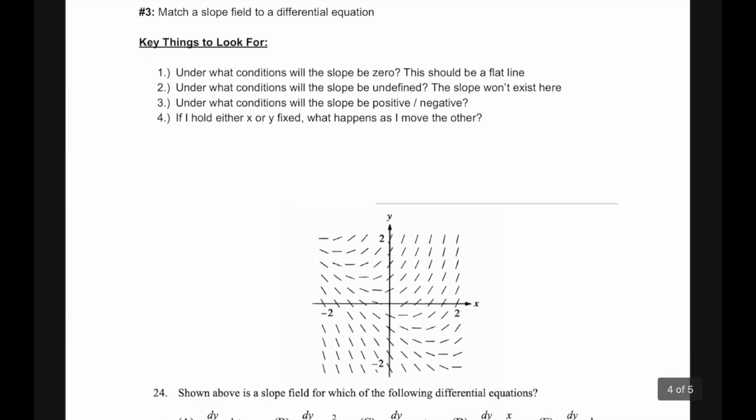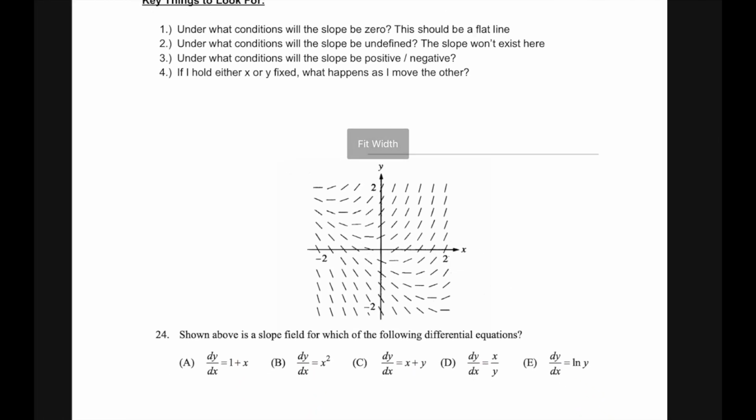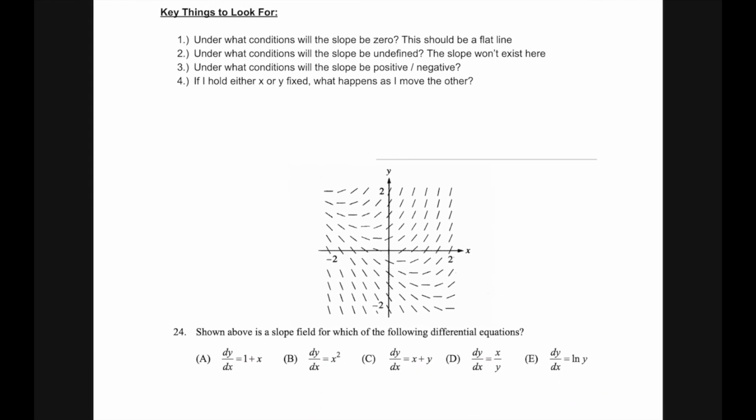The main thing I expect to 100% come up on this year's AP exam, because it would be hard to test as a free response question, is they'll give you one of these graphs and they'll ask you which of the following match the differential equation. And so there's no real set procedure. It's just here are some common things to look for. Look for 0 slopes. So if I look through this graph, I do see some 0 slopes.